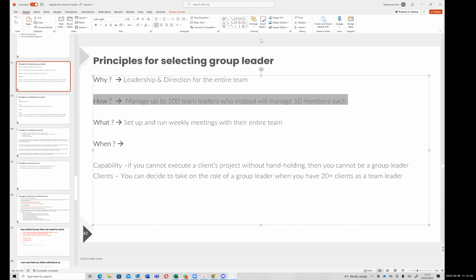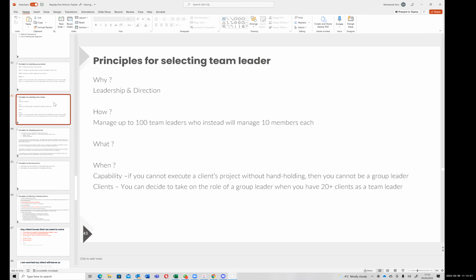I just want to understand something. Is Jean-Marie my group leader or my team leader? Who am I? Am I a team leader or a team member? Let's break it down with that scenario. So on the principles for selecting a team leader, you can decide to take on the role of a team leader. That is you, ED, when you have even one client. I don't mind, even one client that you've been managing.